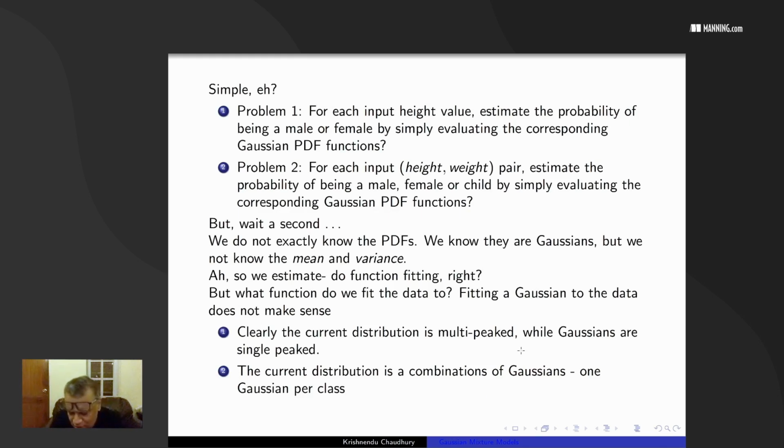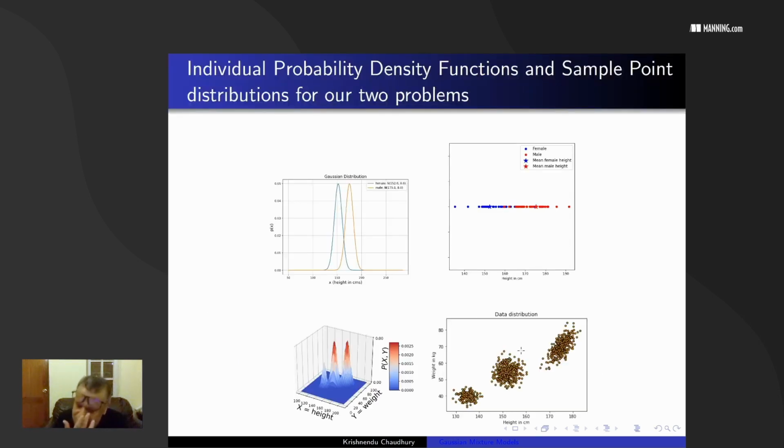So on the face value, this looks like a simple problem. You might say, oh, what's there to it? Given an input height value, I will just compute the probability. Let's say I have a height value here. I will go to the two density functions. I have the blue density function, and given the value for that.